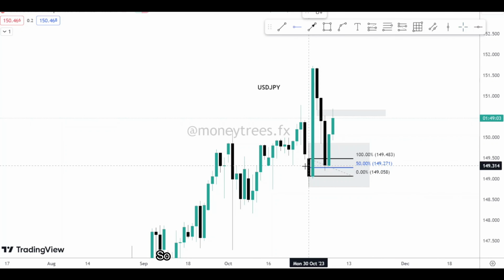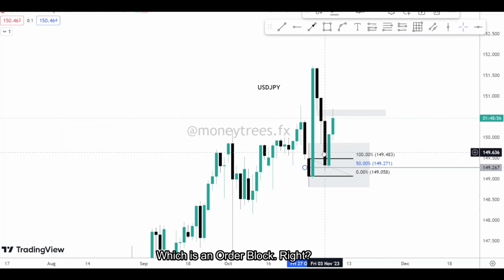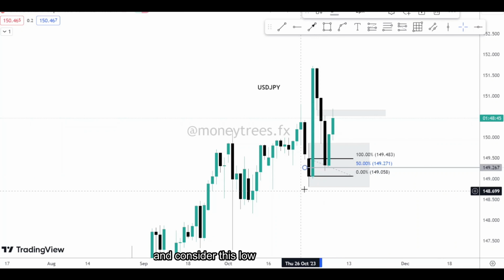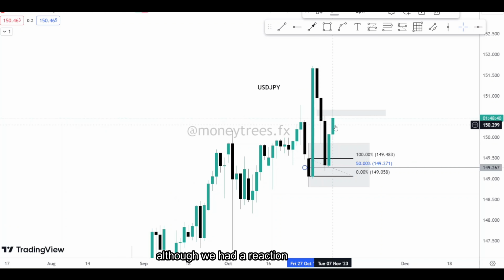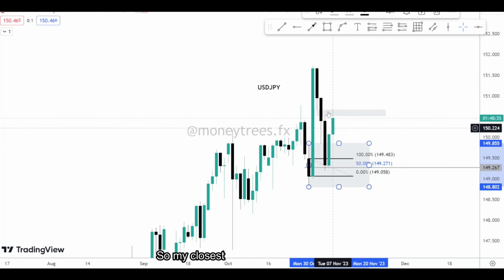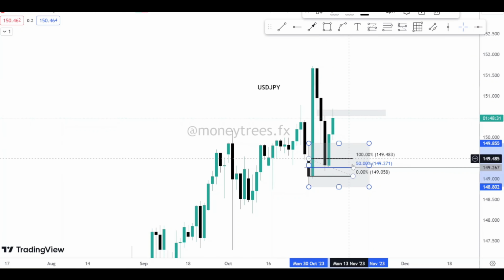So we failed to close below this candle's body, which is an order block, right? So if this candle had closed below the mean threshold, which is the 50% of the candle's body, I would change gears and consider this low to be taken out. But though we had a reaction which made me bullish, so my closest liquidity was this fair value gap. The next one is the swing high.